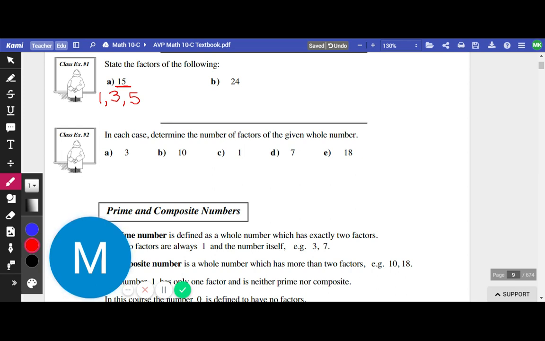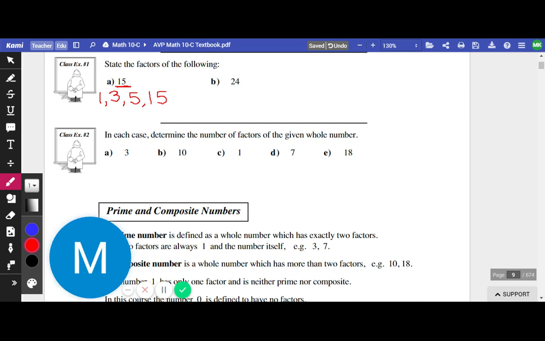You could keep counting, so you could be like, okay, does 4 divide into 15? It doesn't. Does 5 divide into 15? It does, and we already have it on the list. Right? So once we've hit that point where we're already counting numbers we know, that's when we can stop guessing and checking. There is one more factor of 15. That's another easy one. 15 itself. Okay, so we would say that 15 has 4 factors. 1, 3, 5, 15.